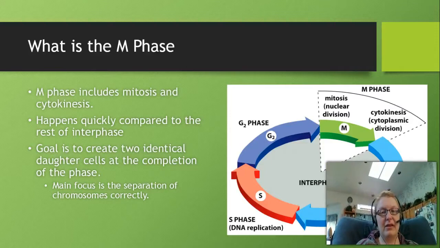Now the focus of this is always to make sure that those chromosomes separate correctly. That is really the big key. If the chromosomes don't separate correctly, the daughter cells are not going to have the right chromosomes to function properly, and they're going to be missing some genes.